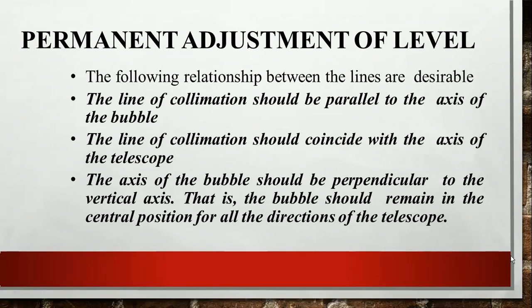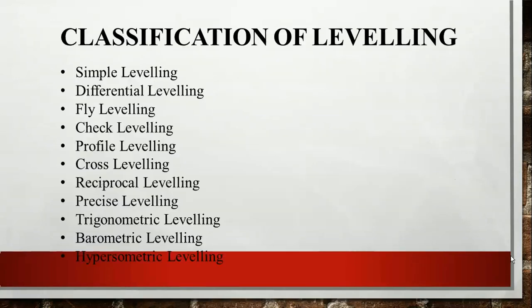So the permanent adjustment of level is carried out in this way: number 1, the line of collimation should be parallel to the axis of bubble. Number 2, the line of collimation should coincide with the axis of telescope. Number 3, the axis of bubble should be perpendicular to the vertical axis, that is, the bubble should remain in the central position for all directions of the telescope, right?